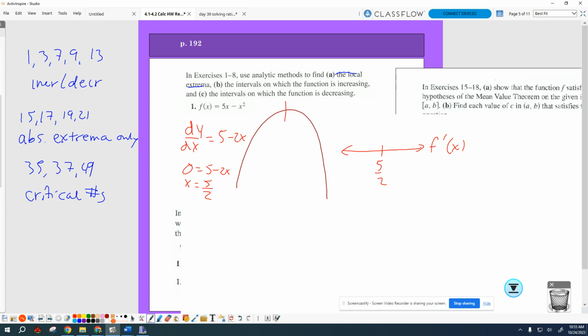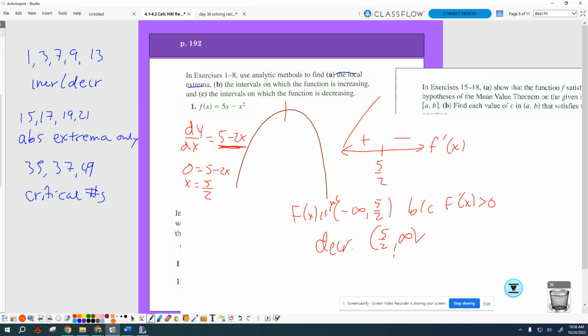When x is 0, checking the derivative at 0, it's positive, so the slope is going to be positive, increasing. Okay, the function is increasing here because the derivative is positive. And then checking like 8.5, okay, that's going to be negative. Decreasing.